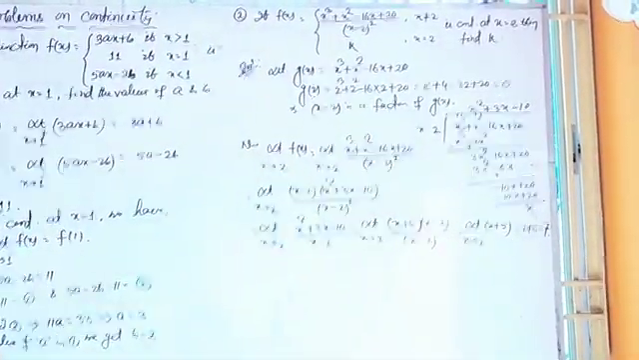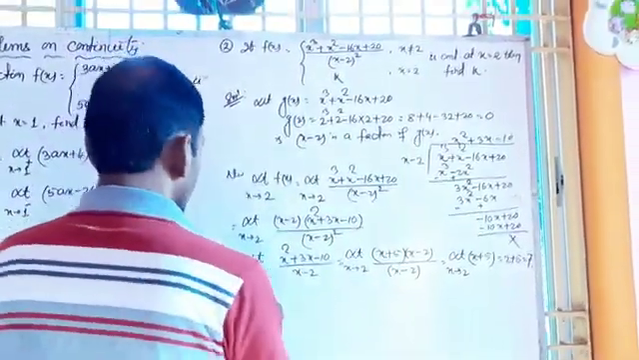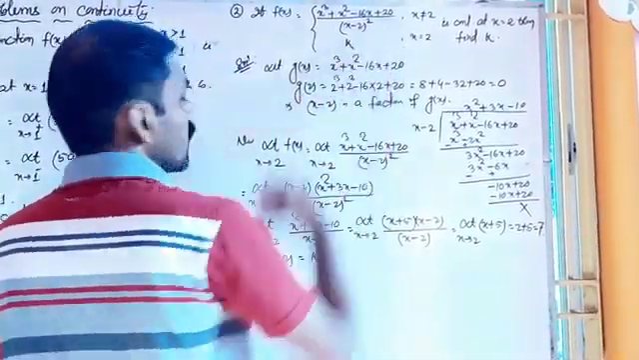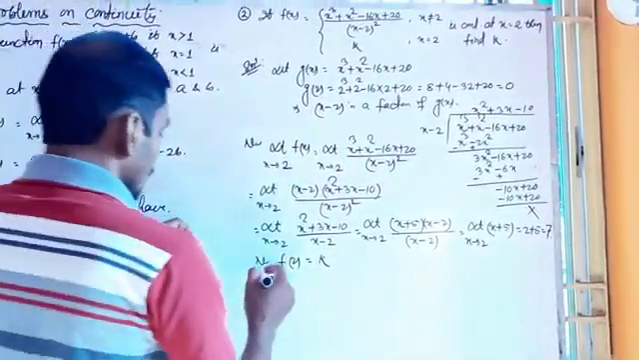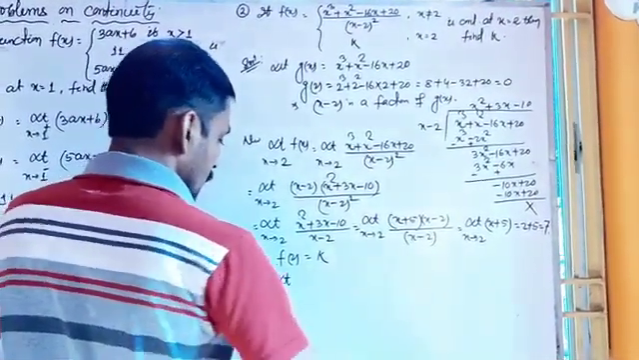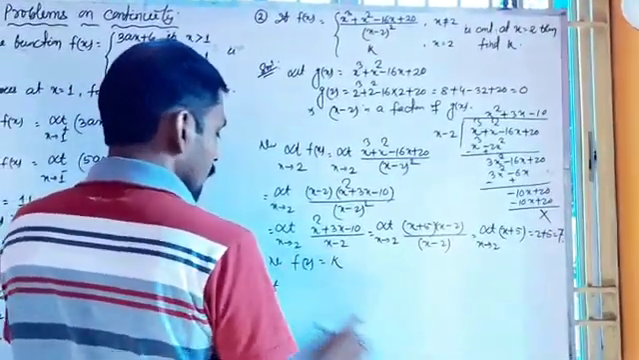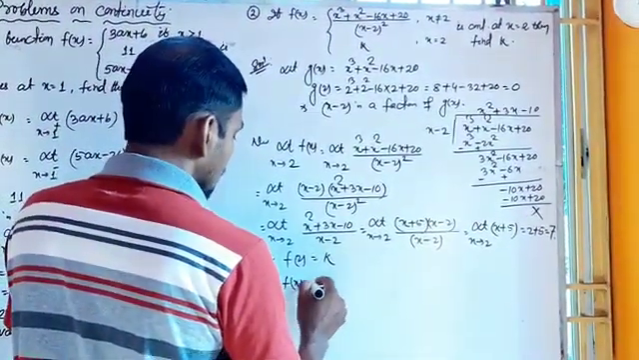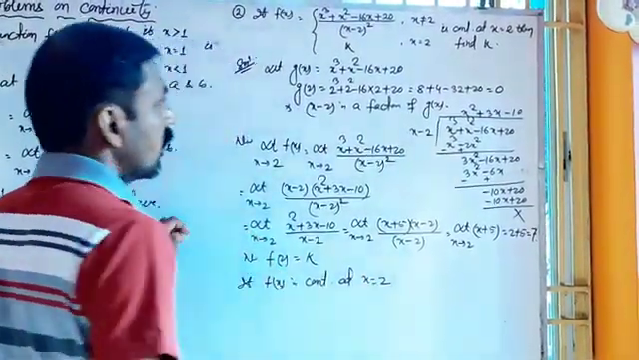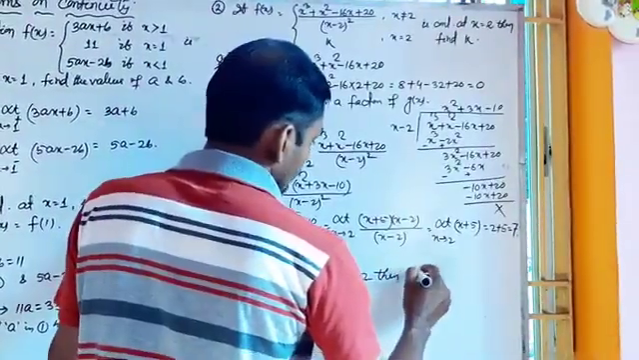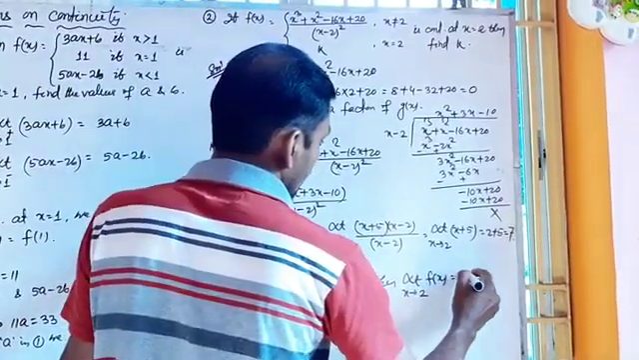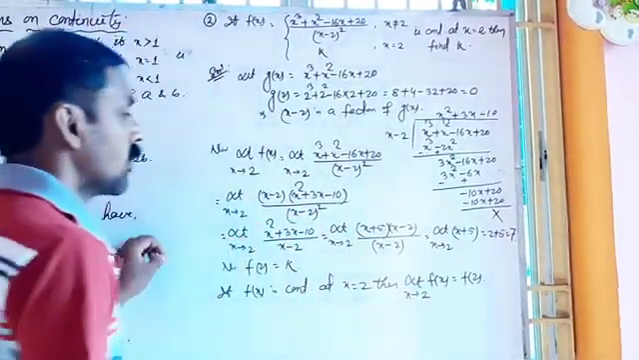So limit x tends to 2, x plus 5, that is 2 plus 5 equal to 7. You see the limit. Now f of 2 is given k. Now if f of x is continuous at x equal to 2, then the limit of f of x as x tends to 2 must be same as f of 2.